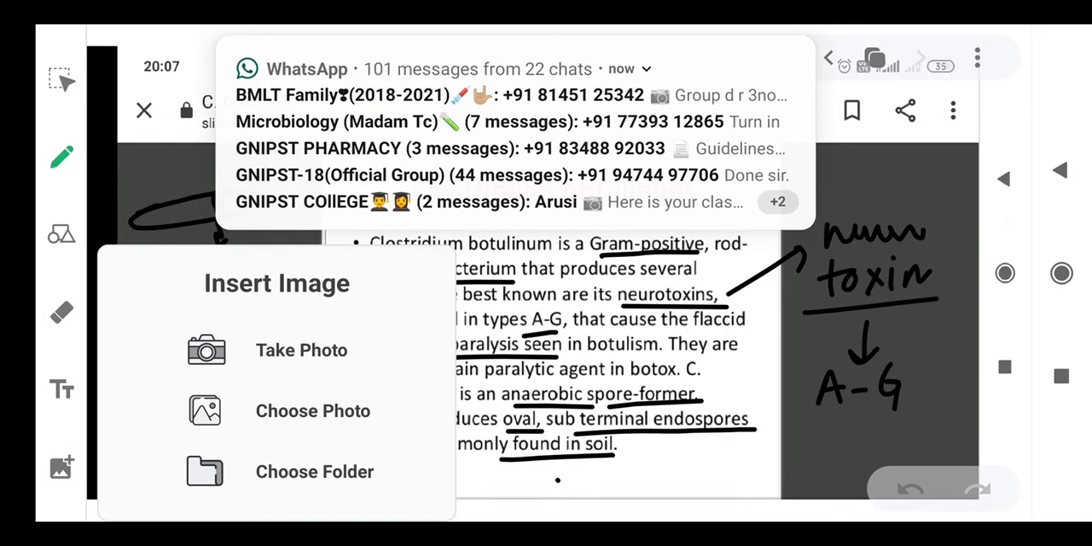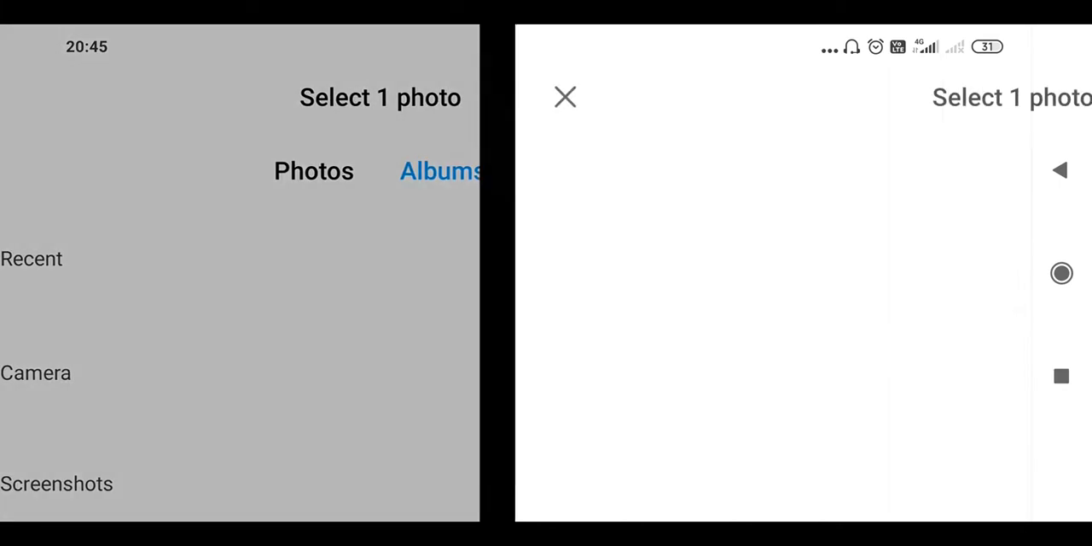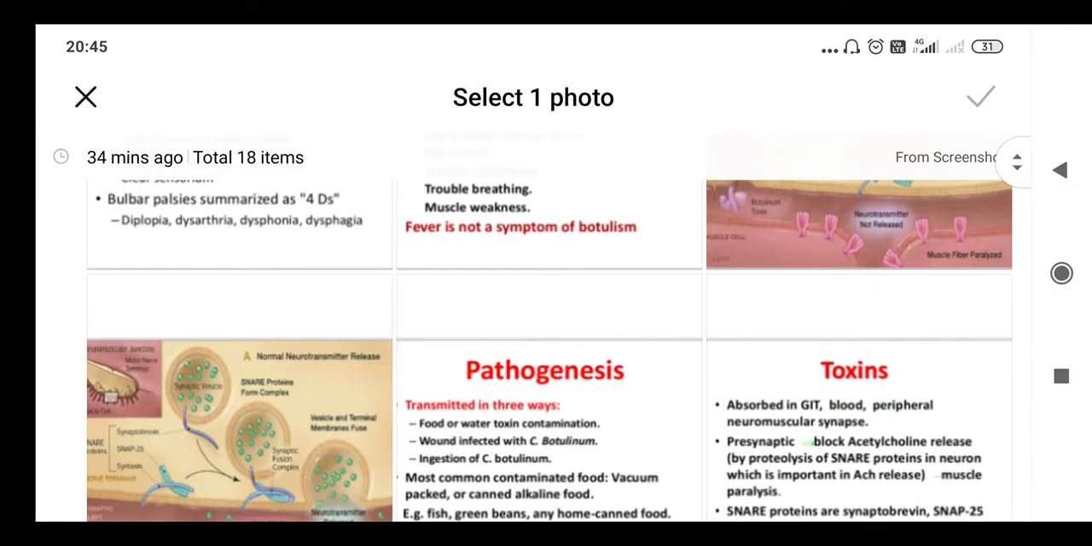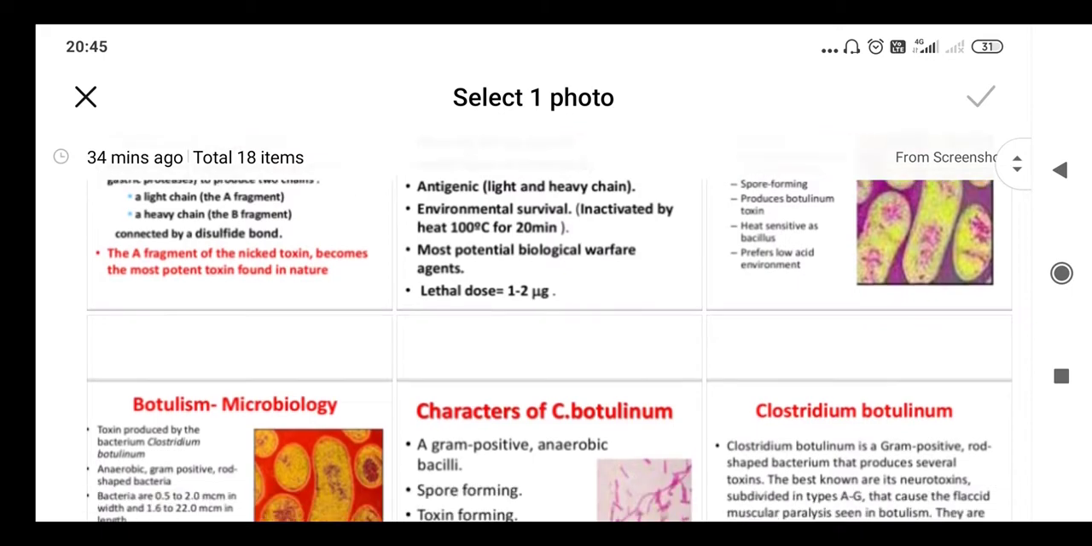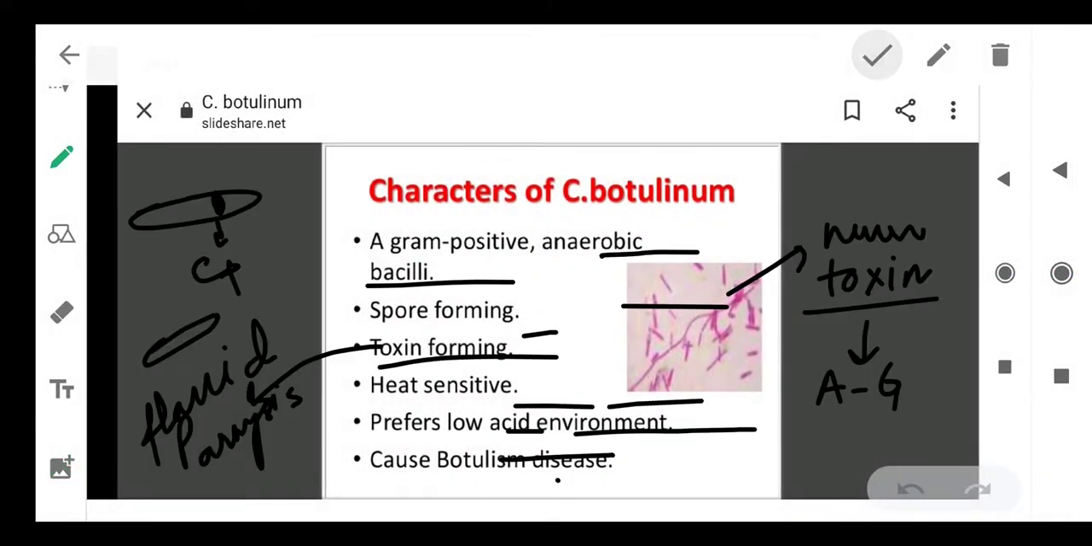So next we will move on to the characters of Clostridium botulinum. When I'm talking of the characters of Clostridium botulinum, this is an anaerobic bacillus, and it is spore forming, toxin heat sensitive, prefers low acidic environment, and causes botulism disease.